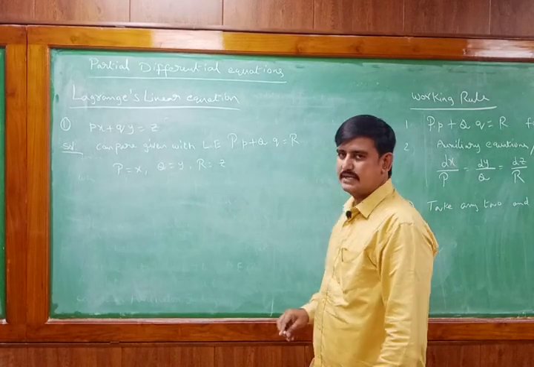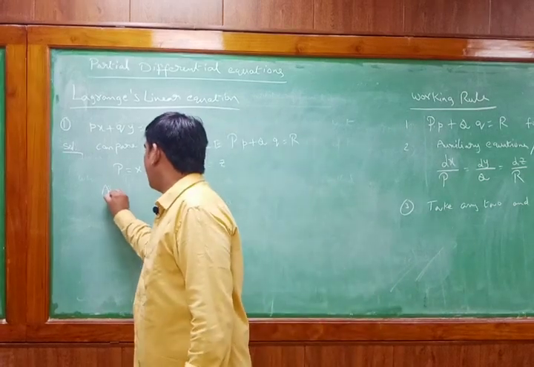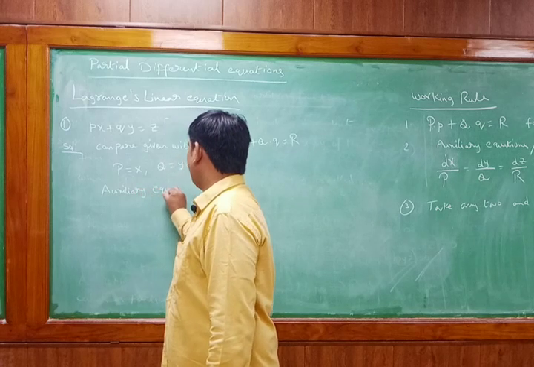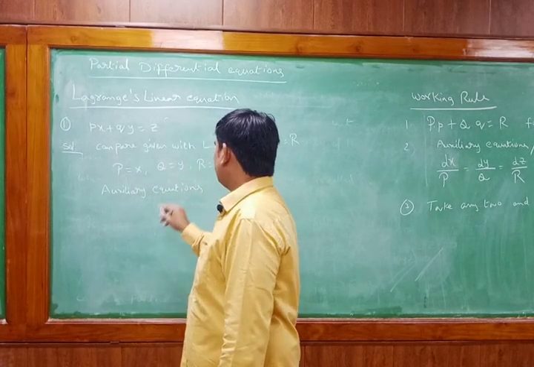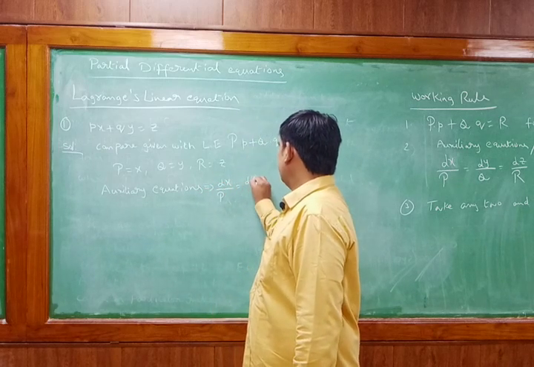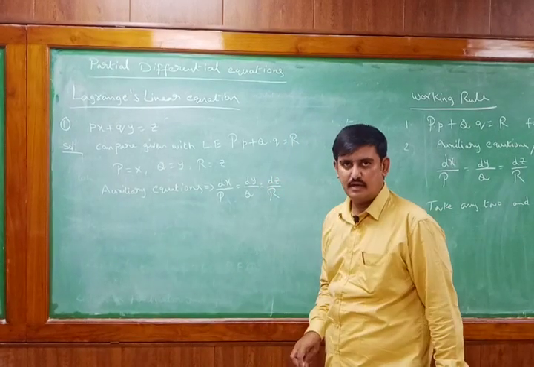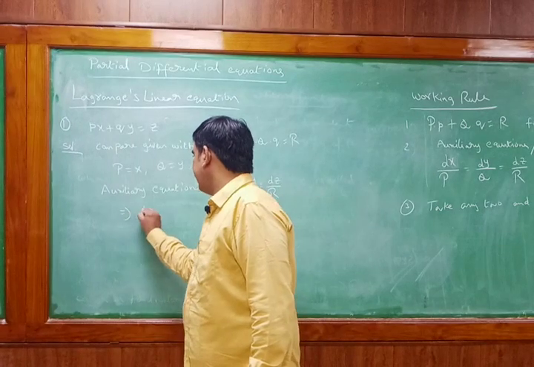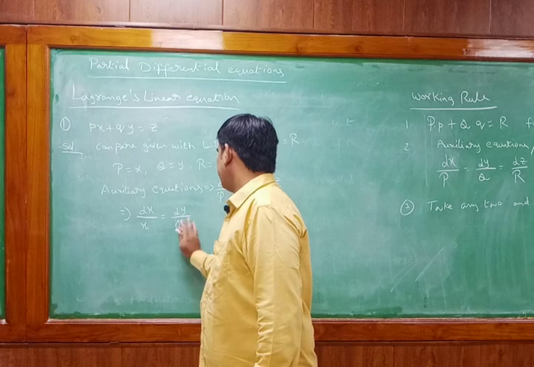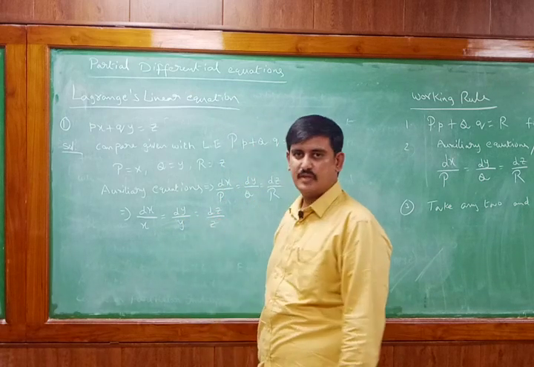What do we have to do in the next step? Write the auxiliary equations, or subsidiary equations. What are auxiliary equations? dx by capital P is equal to dy by capital Q equal to dz by capital R. So this implies dx by x, dy by y, dz by z.